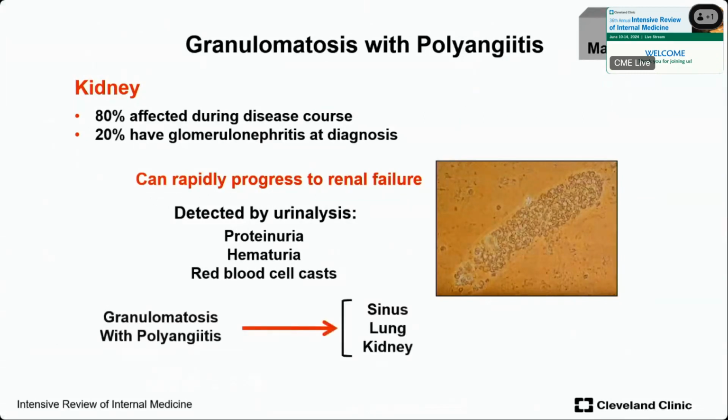Granulomatosis with polyangiitis, while again should be thought of when we see features of the sinus, lung, and kidney, is very much a multi-system disease, though, in which we can see prominent involvement of the joint, skin, eye, nerve, and many other organs.